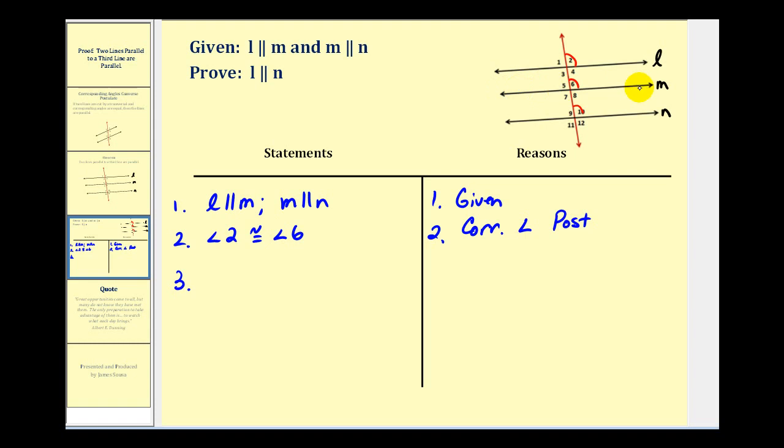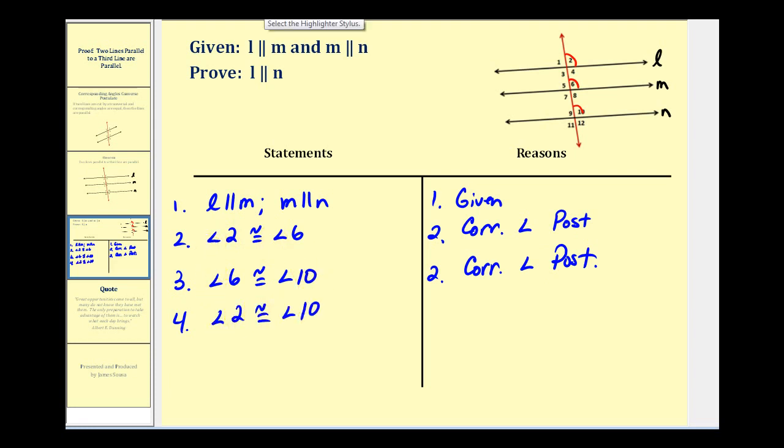Then looking at lines M and N, angle 6 would be congruent to angle 10. For the same reason, the corresponding angle postulate. And now we can state that angle 2 is congruent to angle 10. Notice they're connected by both being congruent to angle 6. This should have been step 3. So the reason for step 4 would be the transitive property.